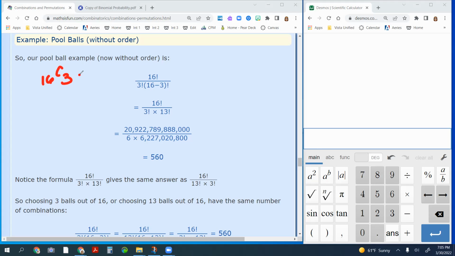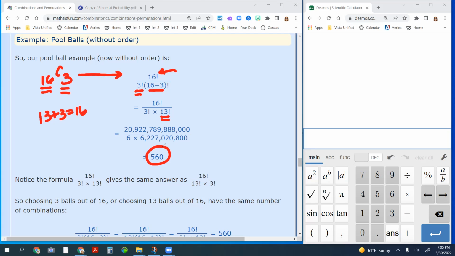Now, what they did was they took this 16, which is the total, factorial, right here, 16 factorial. And then they took how many items we want, which is 3, and there's your 3 factorial. And then what do I add with 3 to get 16? Well, 13 plus 3 gets us 16. So right here, they wrote 16 minus 3 or 13 factorial. And they worked that out and got 560.